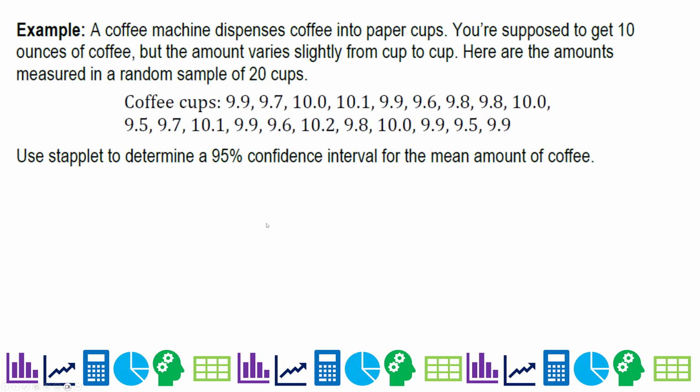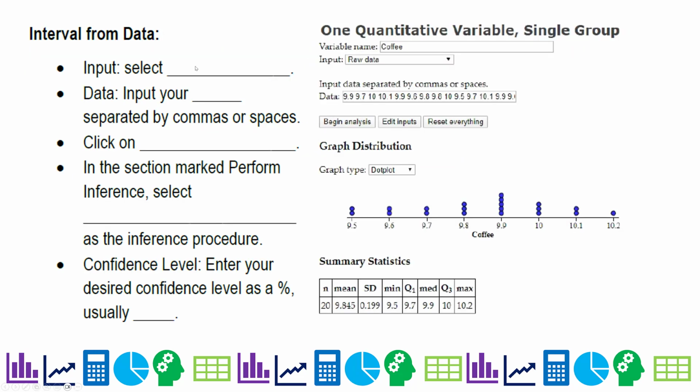So now we have a coffee machine that's dispensing coffee into paper cups. You're supposed to get 10 ounces of coffee, but the amount varies slightly from cup to cup. Here are the amounts measured in a random sample of 20 cups. And they want us to do a 95% confidence interval. And now we're just going to use the Stapplet. If you have raw data, that's the only thing I do anyways, so I would use technology. So here's how you do it.